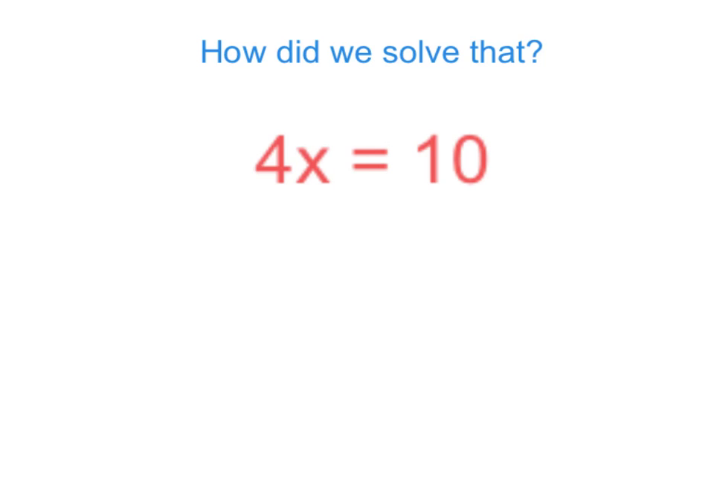To solve this expression, we first need to get x by itself. How we do that will be divide 4x by 4 and 10 by 4. We are dividing both sides by 4 because a 4 is attached to the x.